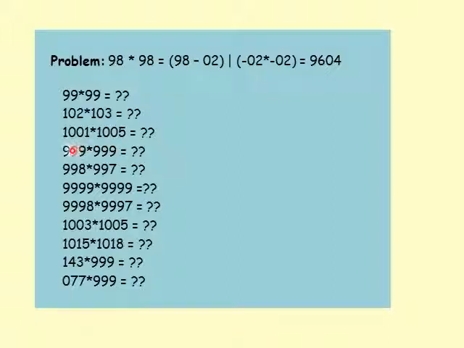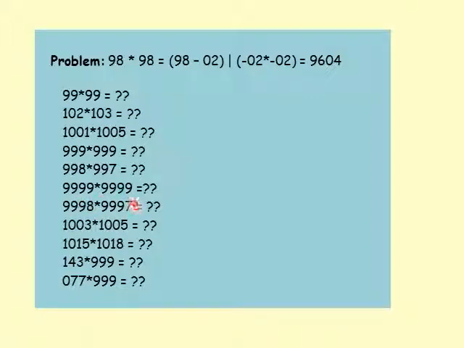999 times 999: this is 1 less than 1000, and this is also 1 less than 1000. A convenient base for this multiplication is 1000. So on the left we cross apply the deficiency, which becomes 999 minus 1, which is 998. On the right, we vertically multiply the deficiencies, which is 001 times 001, which becomes 001. So 999 times 999 is 998001.